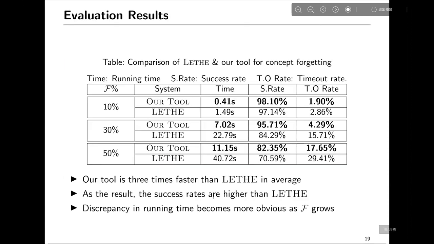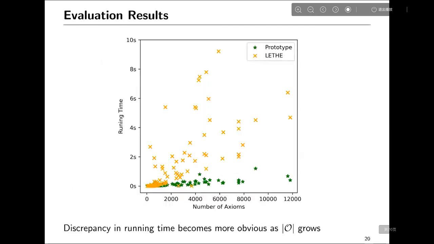From the table, we can see that our tool is three times faster than Lissy on average. As a result, the success rates are higher than Lissy, and the discrepancy in running time becomes more obvious as F grows. In the picture, the abscissa represents the number of axioms and the ordinate represents the running time. The discrepancy in running time becomes more obvious as the size of the ontology grows.